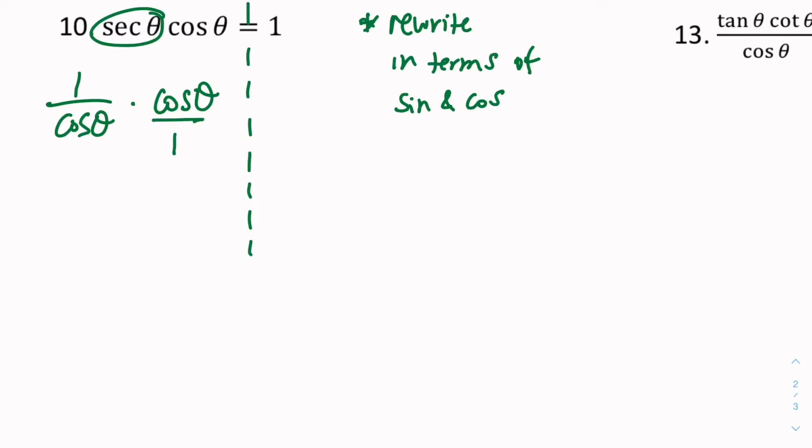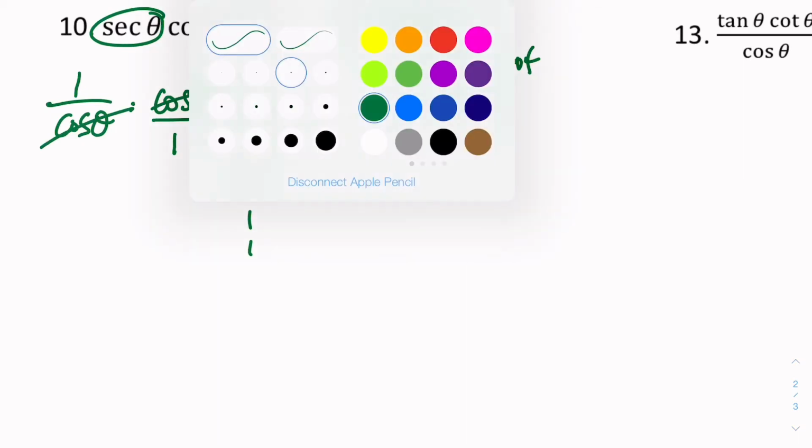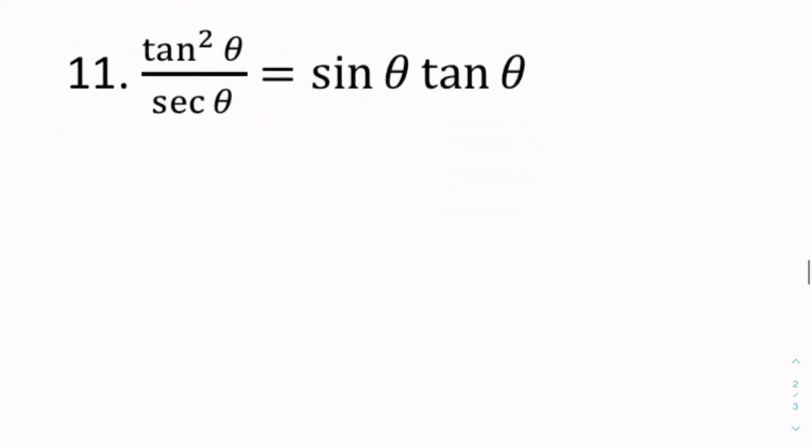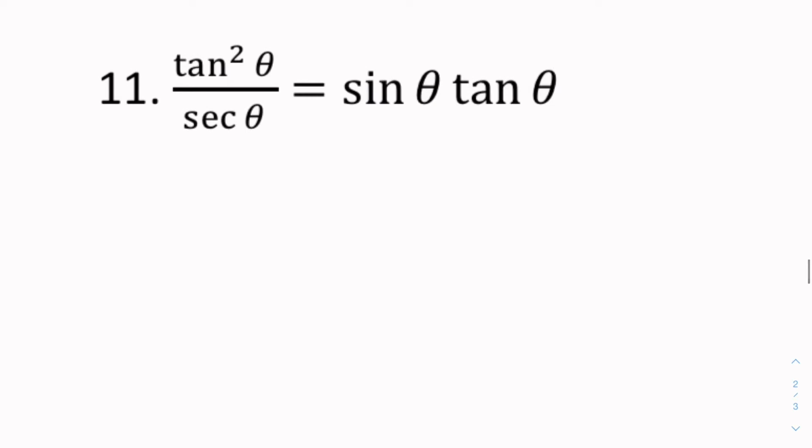So put this over 1 so that we can multiply straight across. And notice the cosines cancel, leaving me indeed with just a 1 on the left equal 1 on the right, and we're done. Let's try number 11. Okay, pause the video, try this one on your own.